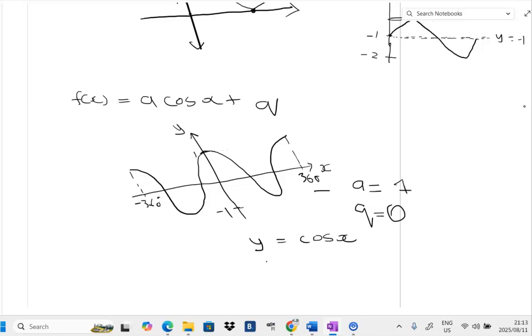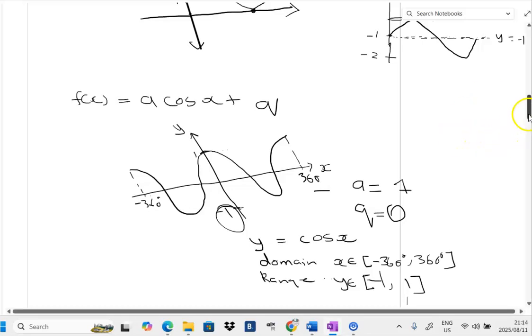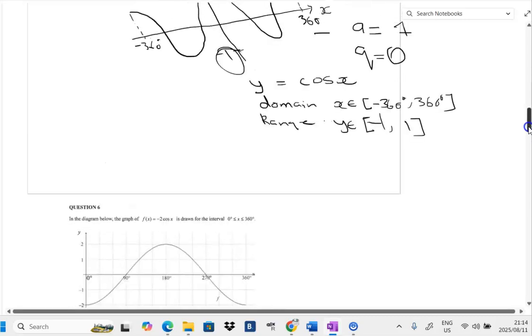And let's talk about the domain. The domain of this function is x is an element of, it starts from -360 and it ends at 360. So these are all the possible x values of this function. So now let's talk about the range. The range of this function has the minimum at -1 and it has the maximum at 1. Okay. So now we can move on and also talk about the tan function.